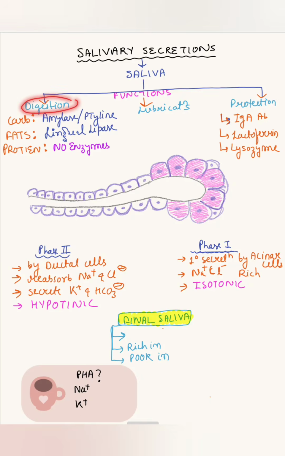First function is digestion. For carbohydrate, it has amylase and ptyalin. For fats, it has lingual lipases. But for proteins, it does not have any enzyme. So there is no protein digestion.